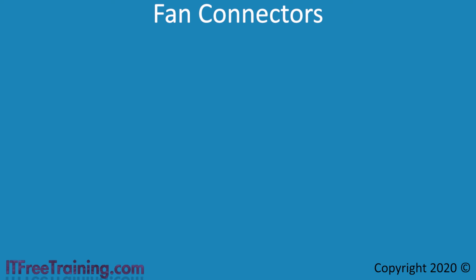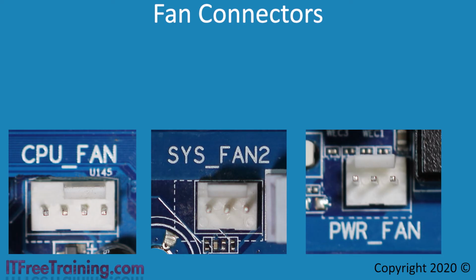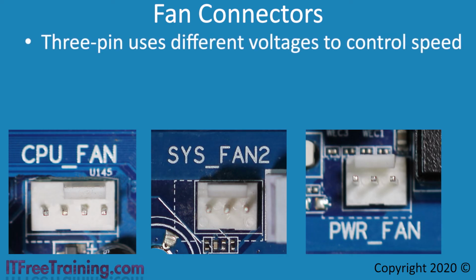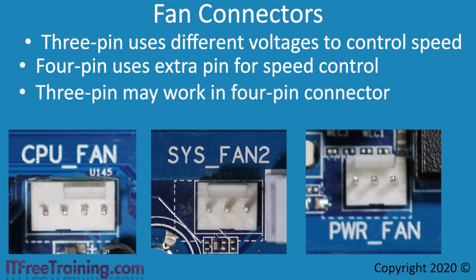The next connectors I will look at are the fan connectors. There will normally be a number of these around the motherboard. The connectors will be either 3-pin or 4-pin. The 3-pin uses voltages to control the speed of the fan. The 4-pin connectors use the extra pin to control the speed of the fan. A 3-pin connector will plug into a 4-pin connector. Nowadays, a motherboard will generally detect which type of fan has been connected.